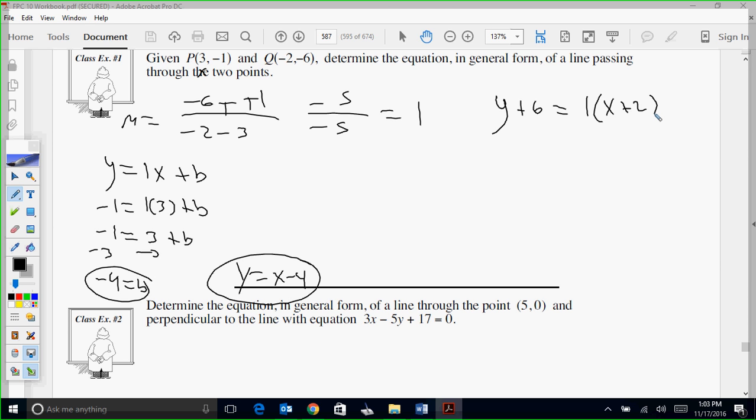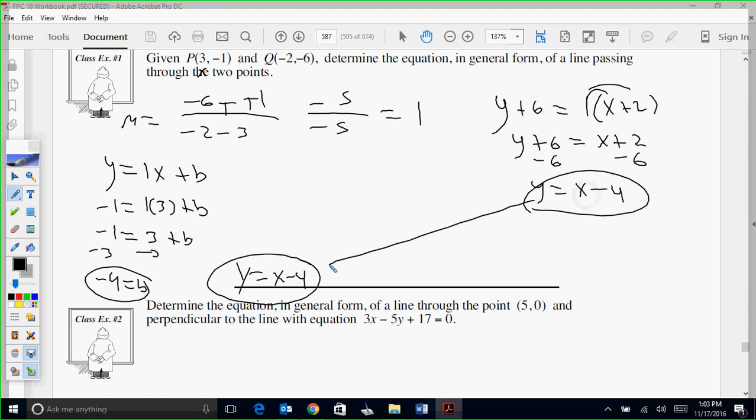I took this point with my slope. And now I can simplify this one and figure out the b. Well, tedious. Multiplying by 1 does nothing. That's really just this. And it's -6. Look, guys, this is not a coincidence. That's going to happen every time. You're going to get the same stuff. y equals x minus 4.